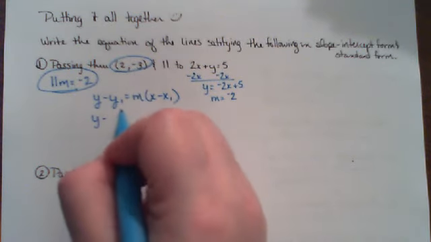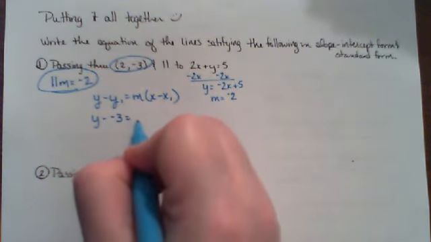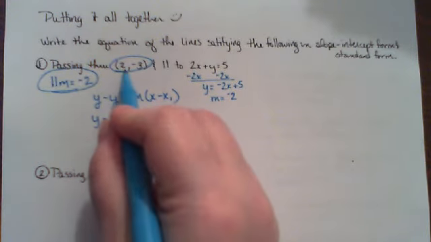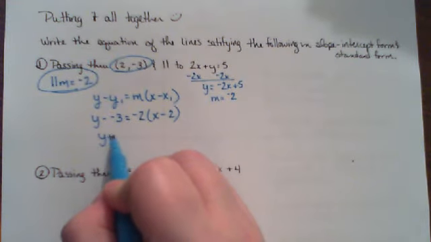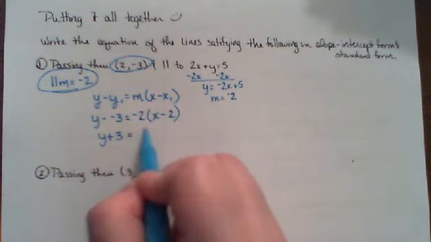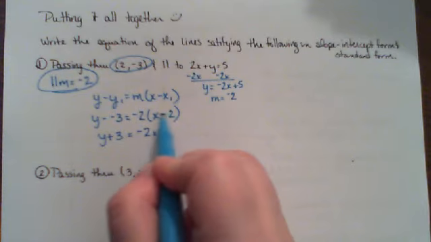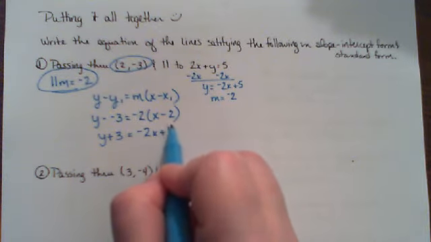y1 is -3. m, we said, was -2. x1 is 2. So that's going to make it y plus 3 is equal to -2x plus 4.